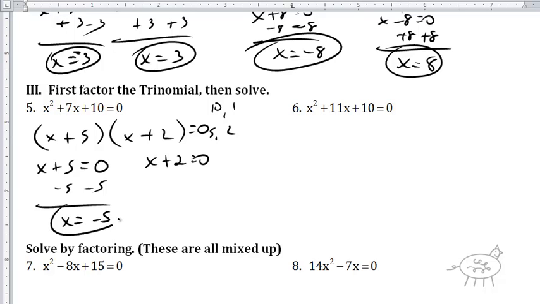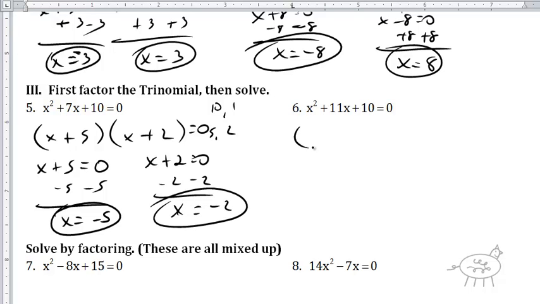So x equals negative 5, x equals negative 2. Okay, pretty easy. Next one, x and x, and then plus plus. So 10 is 5 and 2, but the one that works here, because this was also 10, but this one is actually the 10 and 1, because 10 plus 1 is 11.